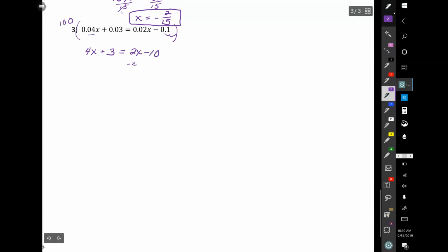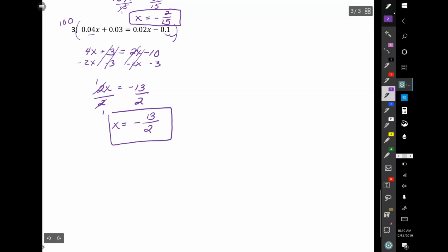Then I go ahead and do my solving process. I'm just going to do this in one line. Minus 2x from both sides, and subtract 3 from both sides. So that leaves me with 2x equals minus 13. Divide both sides by 2. So my answer is x equals negative 13 halves. Again, just leave it as a reduced improper fraction, which it is. Also, make sure you center that negative with the fraction bar.